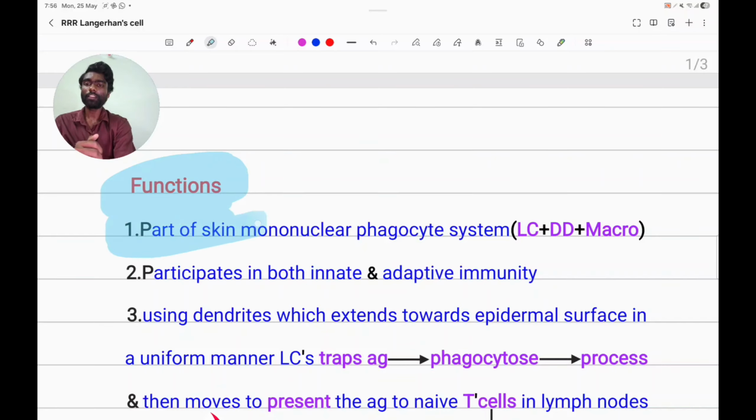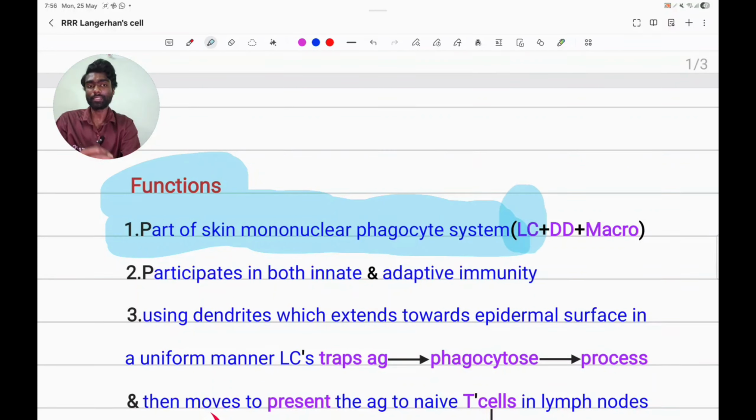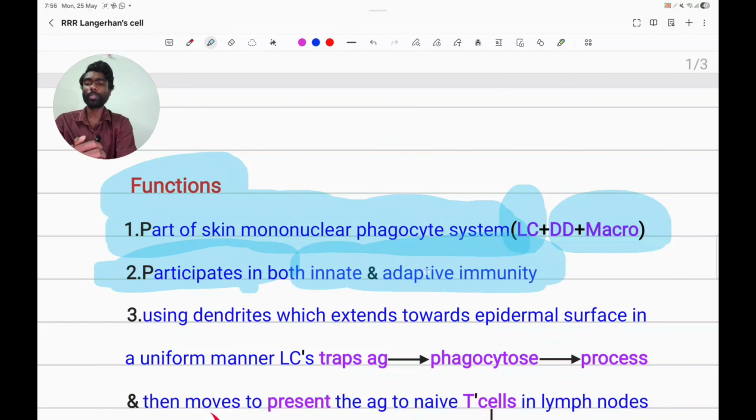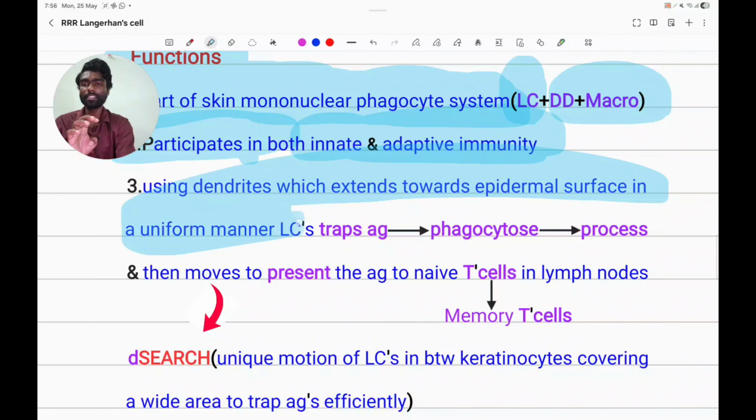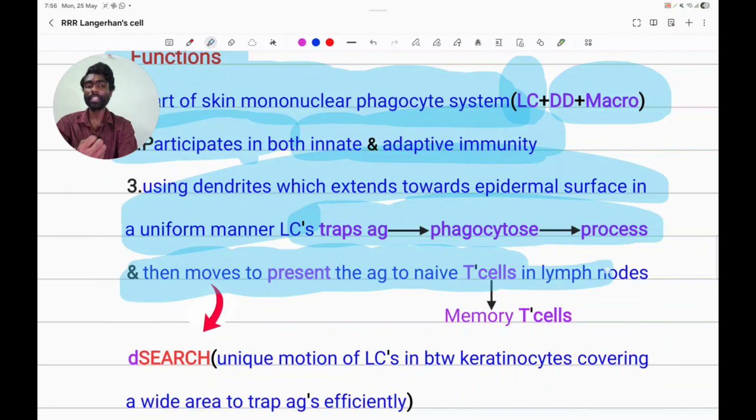Coming to functions, it is a part of the skin mononuclear phagocyte system. What constitutes the skin mononuclear phagocyte system along with Langerhans cells: dermal dendrocytes and macrophages. It participates in both innate and adaptive immunity. Using its dendrites, which extend towards the epidermal surface in a uniform manner, whenever antigen comes into contact with skin, they will trap these antigens using the dendrites. They will phagocytose, process, and then move to present the antigen to naive T cells in lymph nodes. From skin, they will take the antigen, enter lymphatics, and ultimately reach the nearest lymph node.